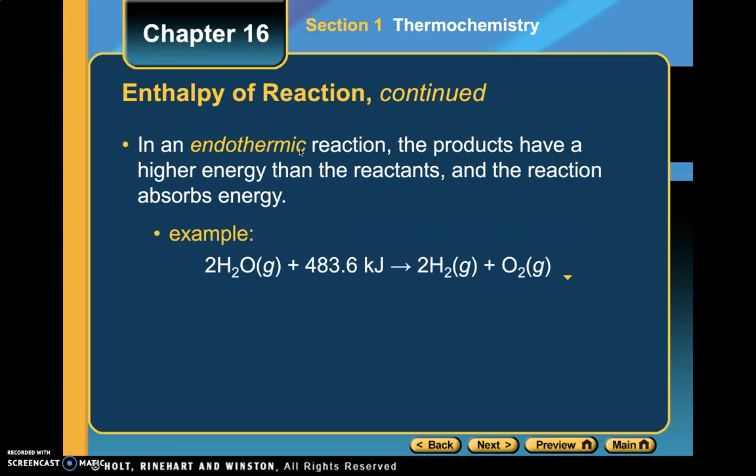Endothermic reactions, however, are going to be a little different. Now notice in the endothermic reaction, here's water breaking down into hydrogen gas and oxygen gas. Well, look, this time we put the plus 483 on this side, the reactant side of the equation. And what does that signify? That tells us that to break apart this water, we need to add 483.6 kilojoules to the system, and that will allow the reaction to proceed forward.